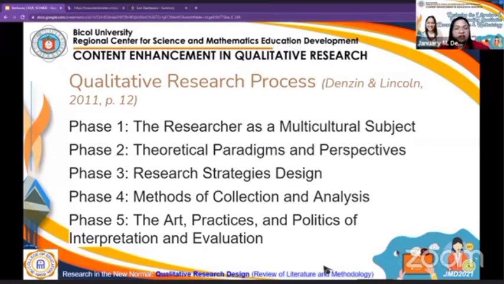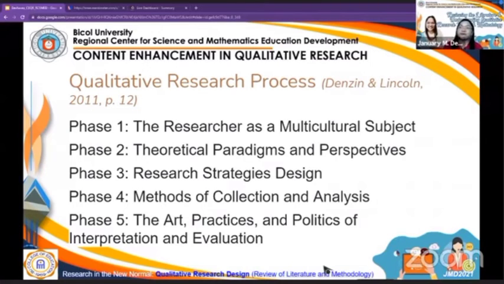Your ontology, or how you view reality, your epistemology, how you know your reality, or what is your view of knowledge, your value stance as a researcher or axiology, and then of course the procedures is actually presented in your phase two of the qualitative research. So these paradigms, these frameworks are actually provided by the researchers themselves.